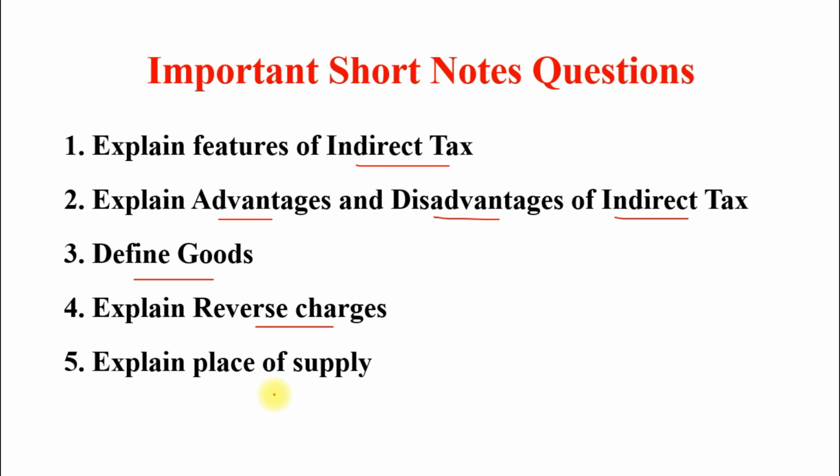Features of indirect tax, advantages and disadvantages of indirect tax, define goods. So when you're defining goods, what is goods? Okay, define it and also explain the various examples. Explain the reverse charge mechanism. Again, give a short detail about it, and you can give a small example also on that. Explain the place of supply. Give us short detail about what is place of supply and various rules for place of supply of goods and services. You all can explain those rules in that. Okay, so these are the first five.